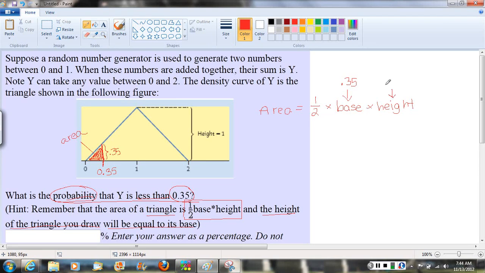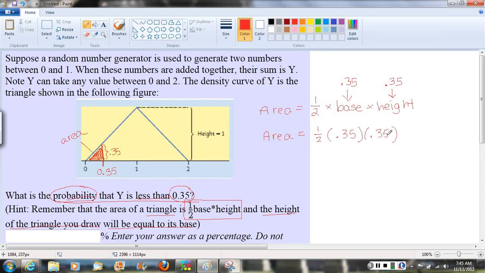As you do this problem, focus on the statistical concepts that are happening. We had to draw an area, shade it in, figure out its size. That's the process that's always going to be true. These little geometric tricks will always give you hints if you need them. So let's calculate it out. Area equals 1/2 times 0.35 times 0.35.